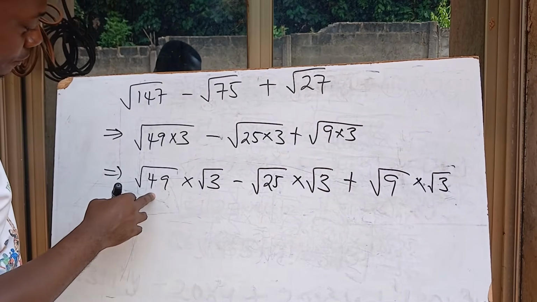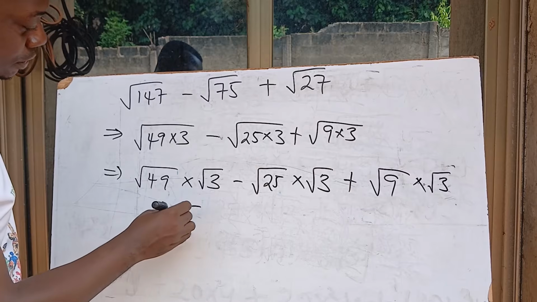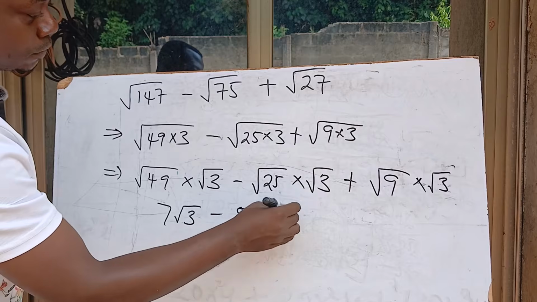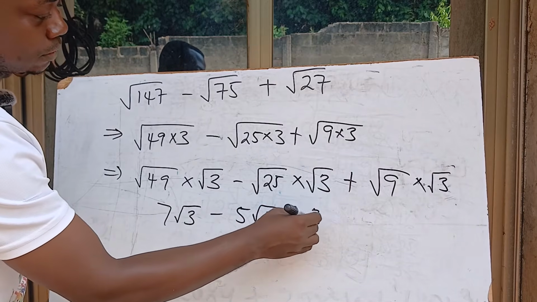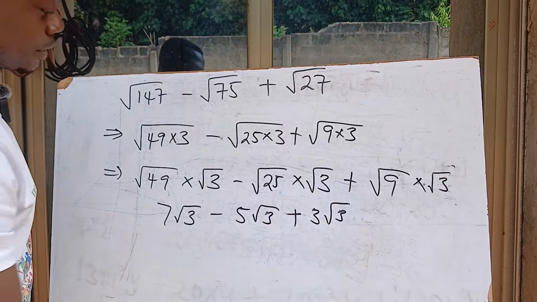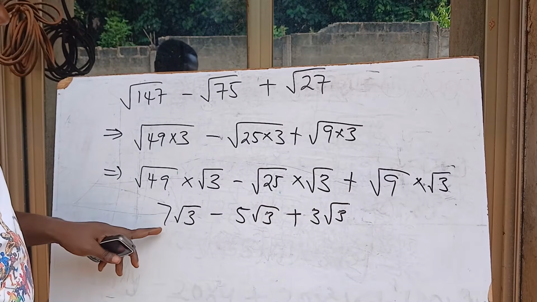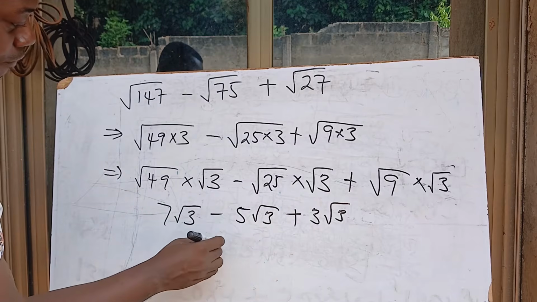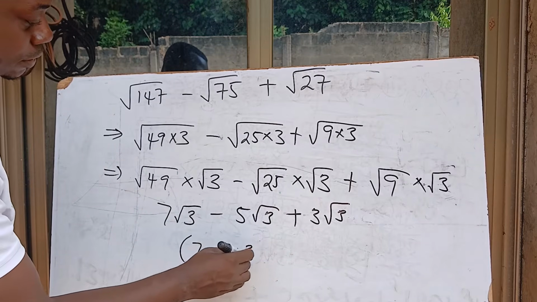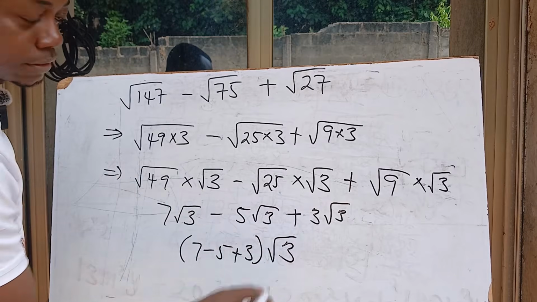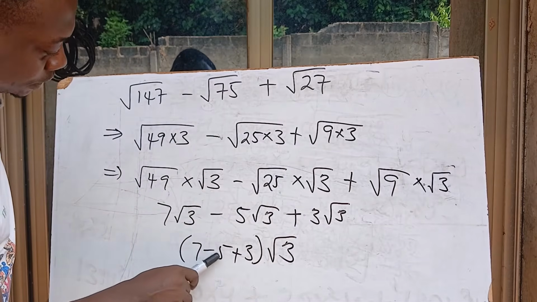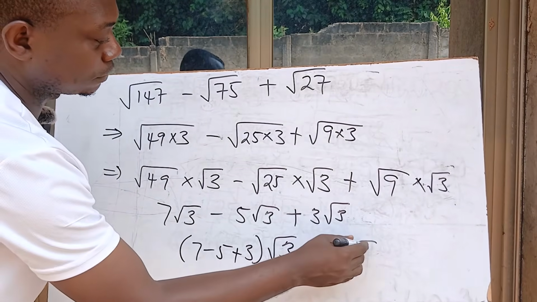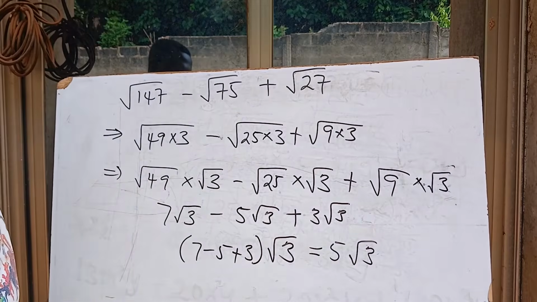So we have perfect squares. That will be 7 with square root of 3, 5 with square root of 3, then we have 3 with square root of 3. So from here, you can say 7 minus 5 plus 3, with square root of 3. So 7 minus 5 is 2, and 2 plus 3 will be 5. 5 with square root of 3. Simple as that.